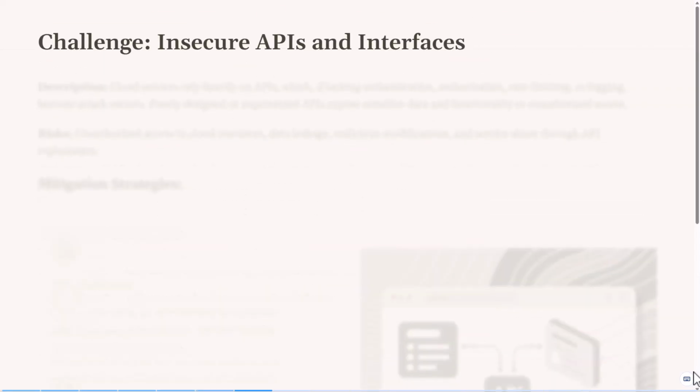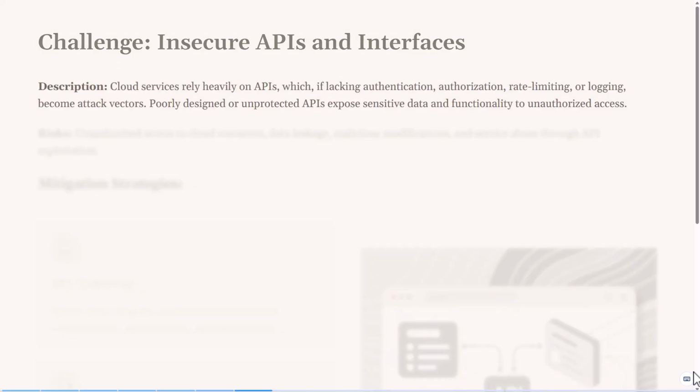Next challenge is insecure APIs. Cloud services use APIs a lot. If these APIs do not have strong authentication checks, permissions, limits, or logs, attackers can easily abuse them. Weak or unprotected APIs can expose sensitive data and allow unauthorized people to access important functions.